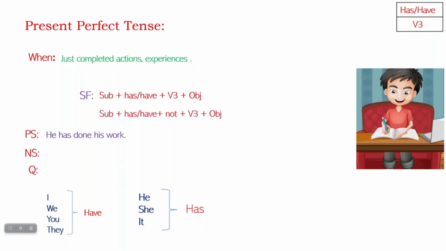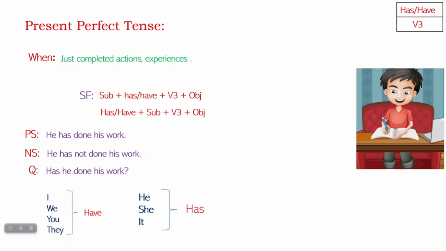Negative sentence formation: subject plus has or have plus not plus V3 plus object. Sentence: he has not done his work. Question formation: has or have plus subject plus V3 plus object. Question: has he done his work? Here, we are using present perfect tense for completed actions.